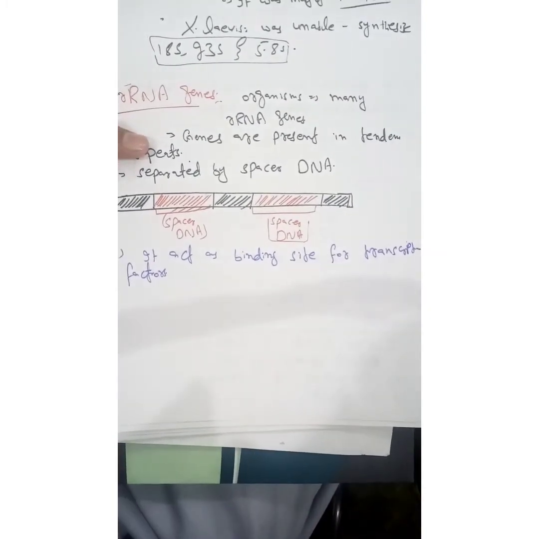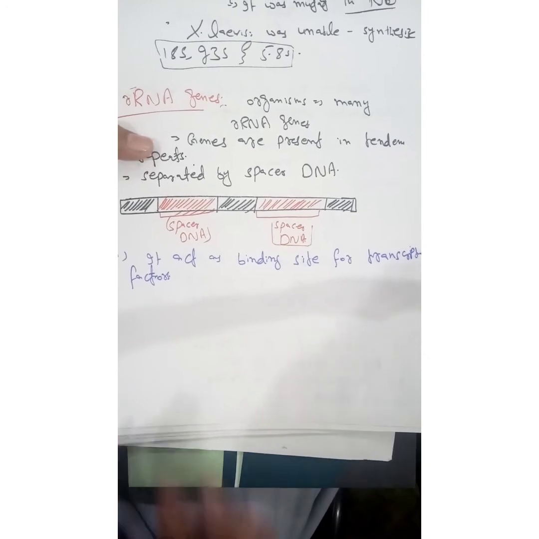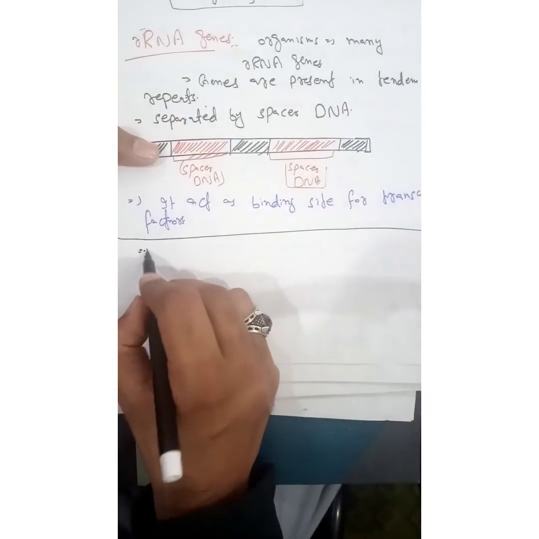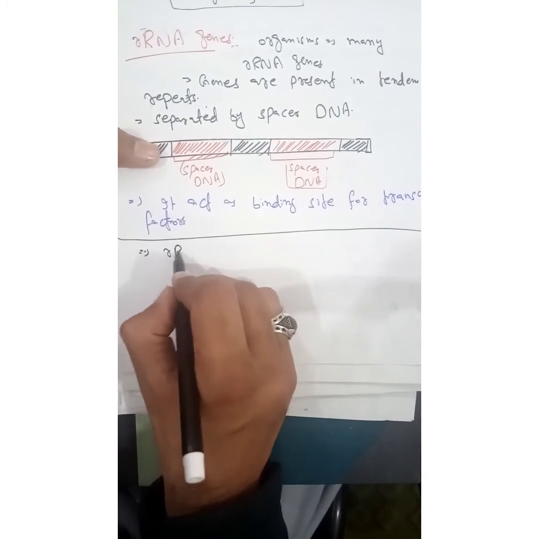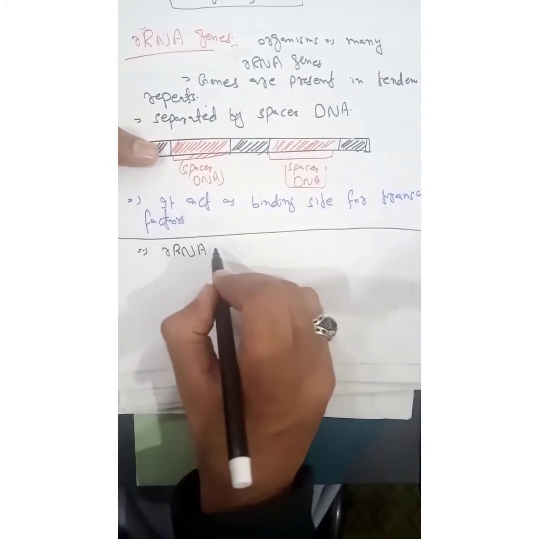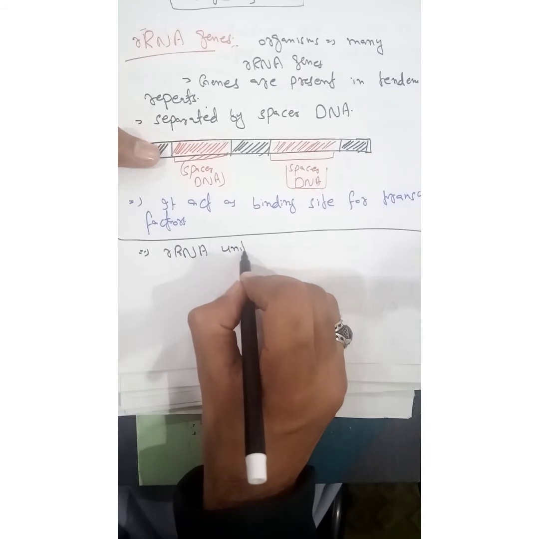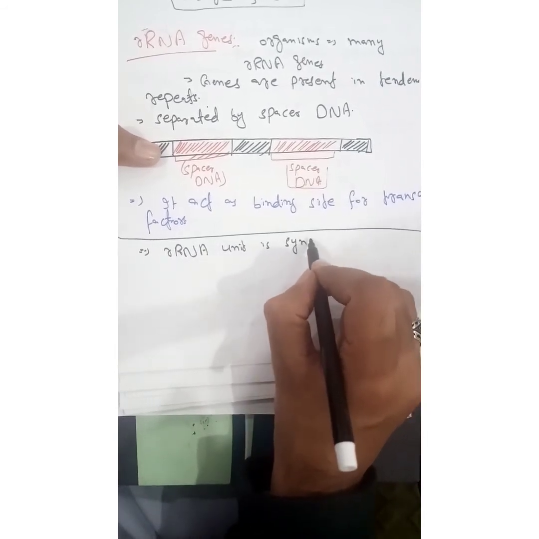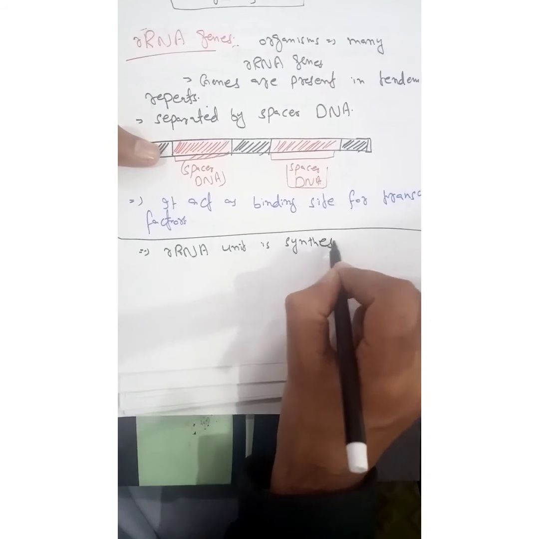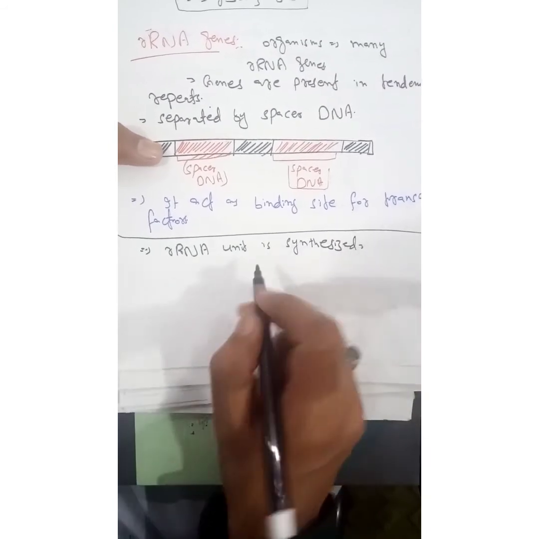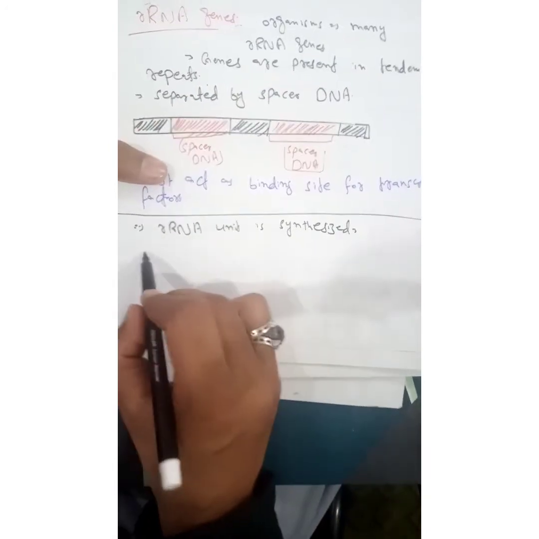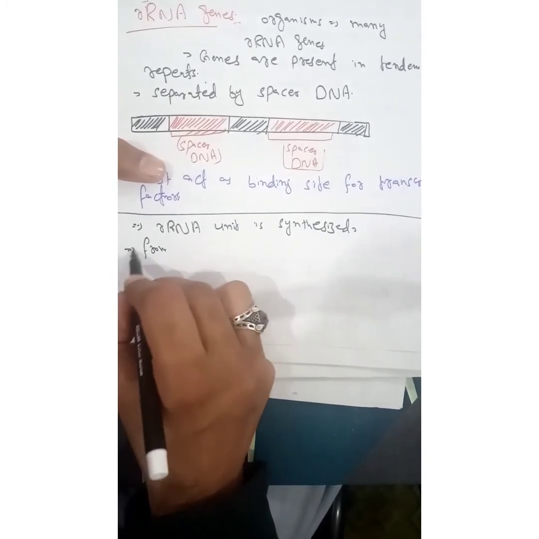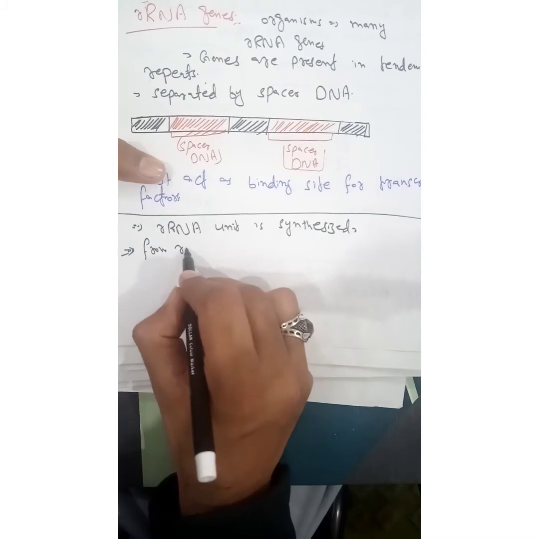Now how are the genes of ribosomal DNA present? They are present in such a manner. The ribosomal RNA unit is synthesized as one unit, as a whole. So how is this one unit synthesized? This is from the ribosomal genes.